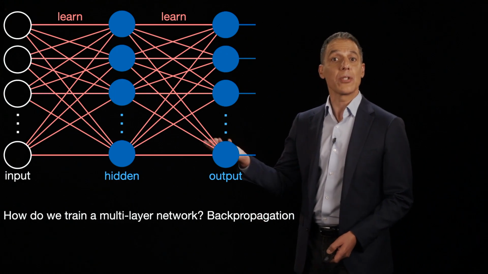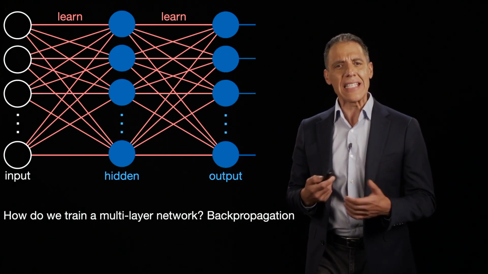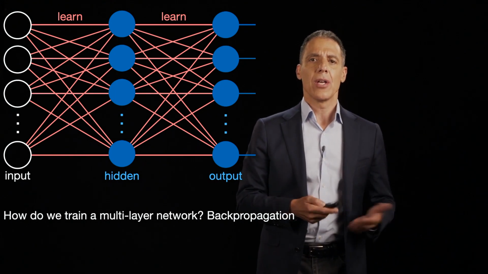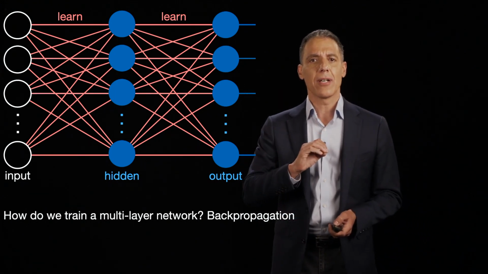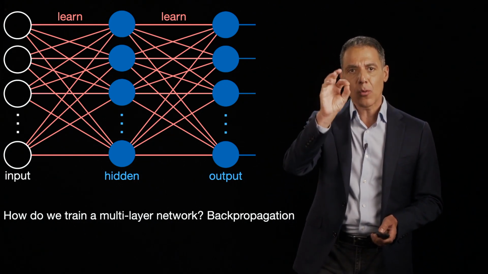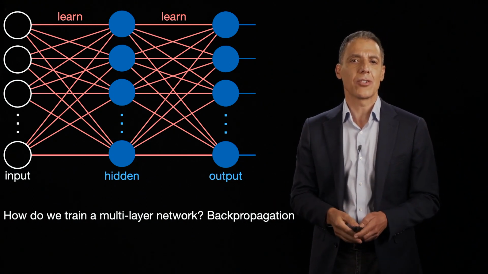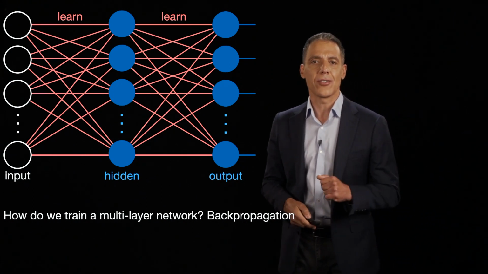The question before us now is, given a multi-layer neural network, how do we train it? How do we learn these weights? Well, we got a little hint of this early on when we derived the delta rule that says for a single neuron and for a single weight associated with a single neuron, how do we learn it? And it was a version of iterative least squares or gradient descent.